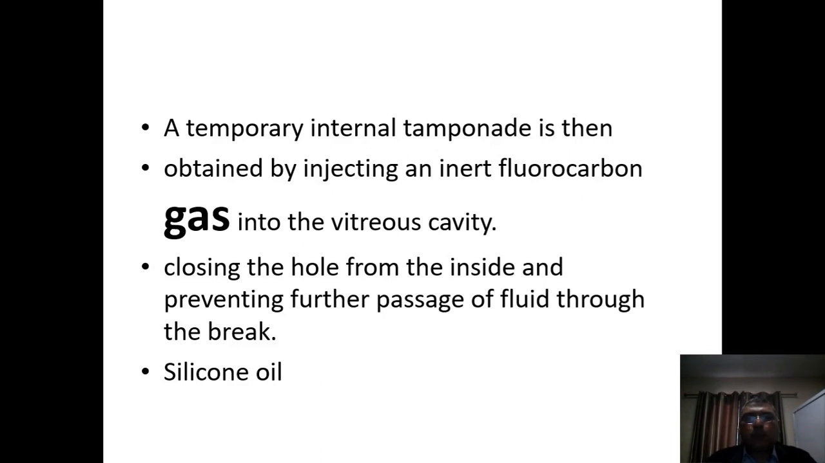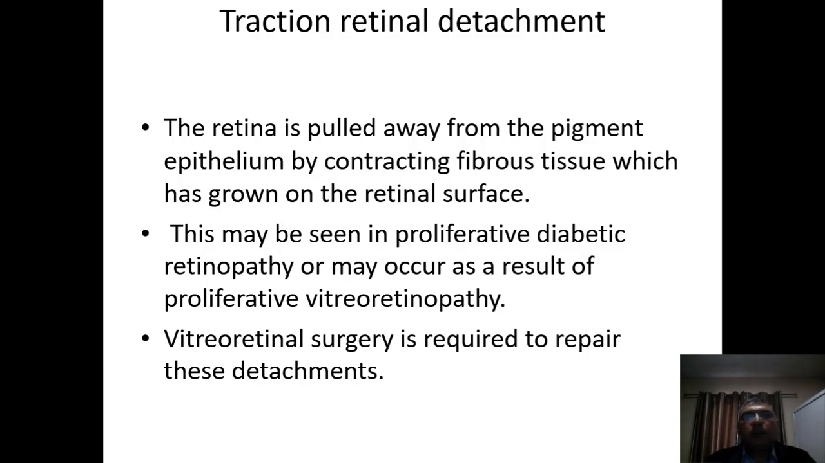A temporary internal tamponade also can be achieved by injection of gas inside the vitreous cavity at the end of the vitrectomy surgery instead of the silicone oil. The next type of retinal detachment is the tractional retinal detachment, and as we said, it is due to fibrosis in the vitreous cavity following vitreous hemorrhage in proliferative diabetic retinopathy, and usually the treatment of this tractional retinal detachment needs vitrectomy.